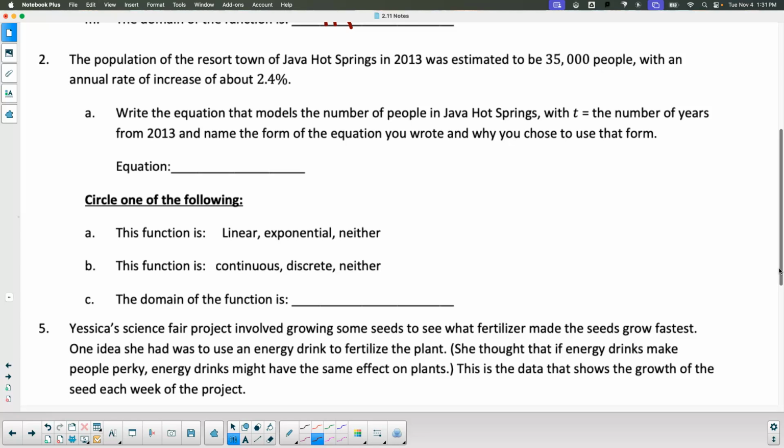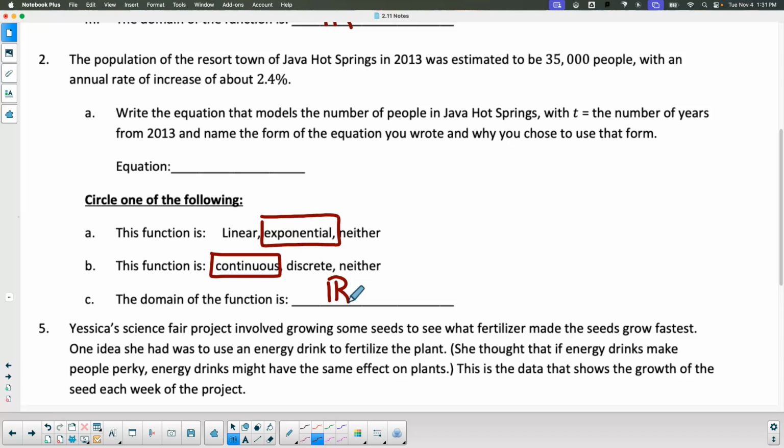It is exponential. Why? Because it's got a percent. Yep, so that means it's exponential. Is it continuous or discrete? Continuous. Everybody just doesn't move in on the 2nd of April. Which means the domain of the function would be all real numbers. Any restrictions? Nope, not on this one yet. Now we just got to come up with the equation.